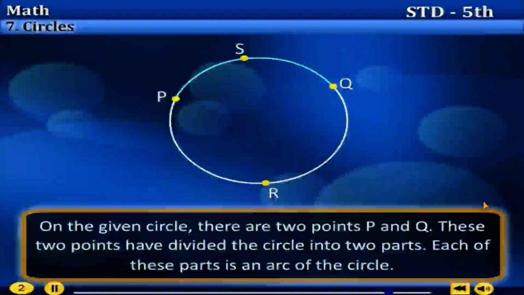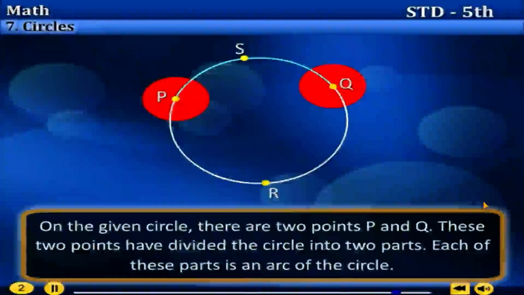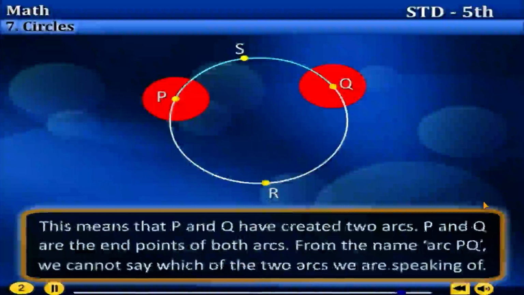On the given circle, there are 2 points P and Q. These 2 points have divided the circle into 2 parts. Each of these parts is an arc of the circle. This means that P and Q have created 2 arcs. P and Q are the endpoints of both arcs.